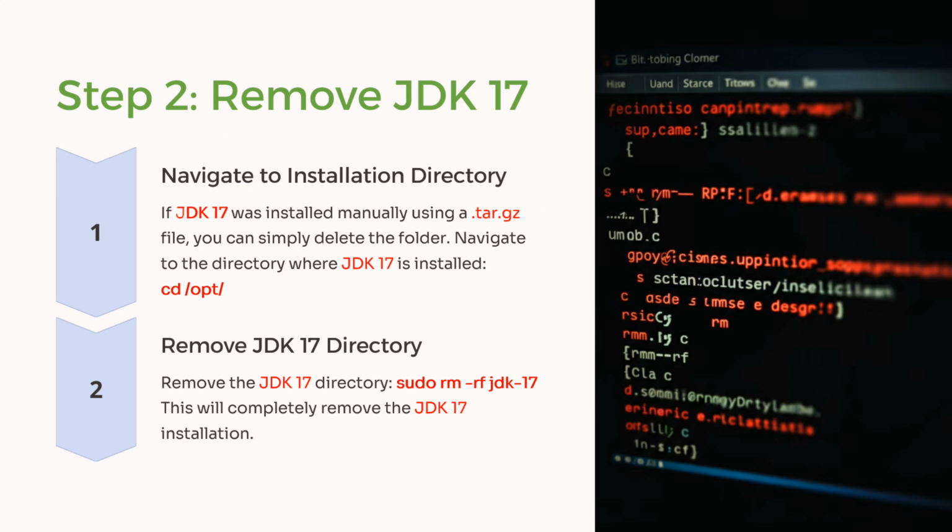Step 2 is remove JDK 17. For that, navigate to installation directory. Navigate to the directory where JDK 17 is installed, which is opt folder. Then remove JDK 17 using sudo rm command. This will completely remove the JDK 17 installation.